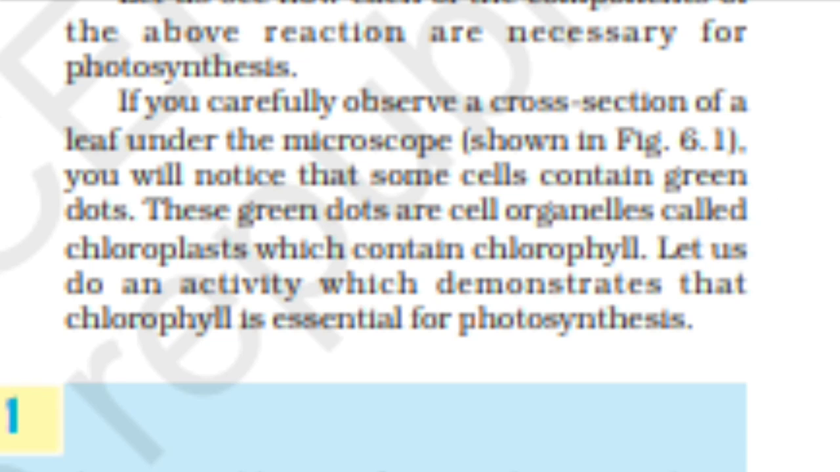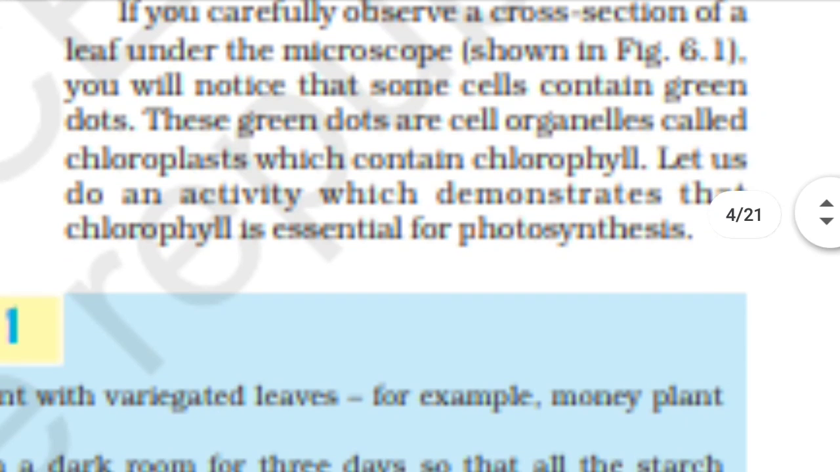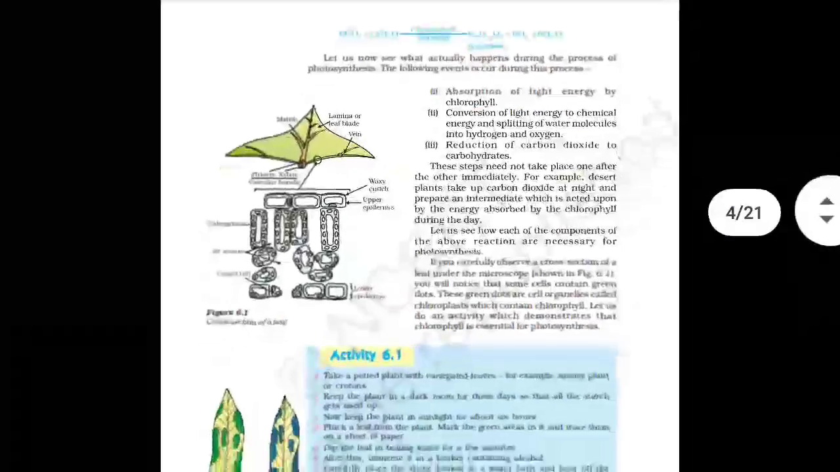If you carefully observe a cross section of a leaf under the microscope, shown in figure 6.1, you will notice that some cells contain green dots. These green dots are cell organelles called chloroplasts, which contain chlorophyll. Let us do an activity which demonstrates that chlorophyll is essential for photosynthesis.